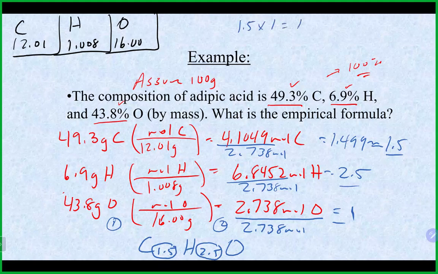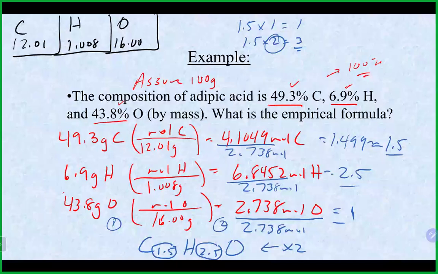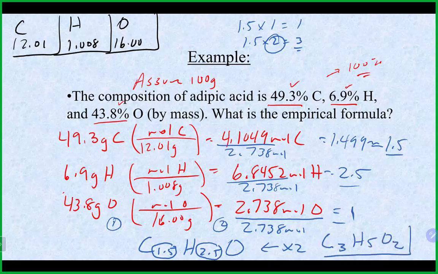1.5 times 1 is 1.5. 1.5 times 2 is 3. So that seems like a whole number. So we can multiply this empirical formula by 2. If we take this and multiply it by 2, that will give us a formula of C3H5O2. And in this case, this factor works good for both of them. It fixes both of them if you multiply it by 2 as well.